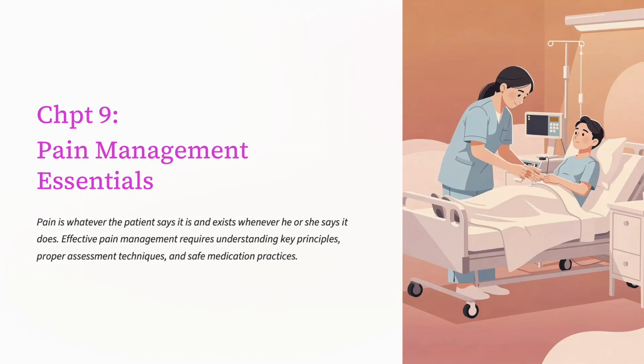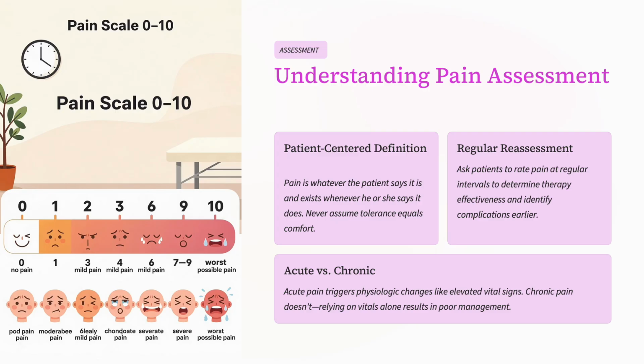This review is from your Understanding Pharmacology textbook by Workman, and we're going to look at Chapter 9, which is pain management and the different types of medications we can use to manage pain. So the first thing that we want to look at when we're administering any type of pain medication is, as nursing, we always start with assessment.